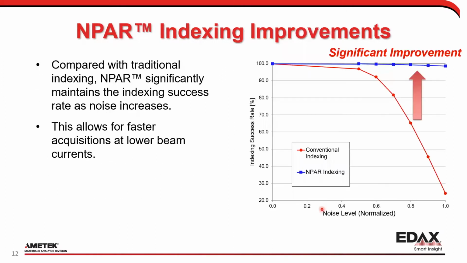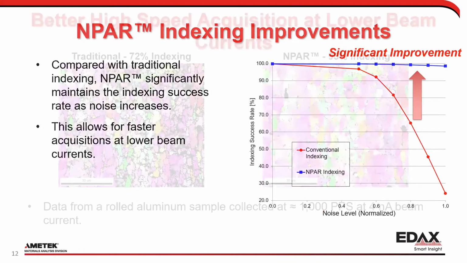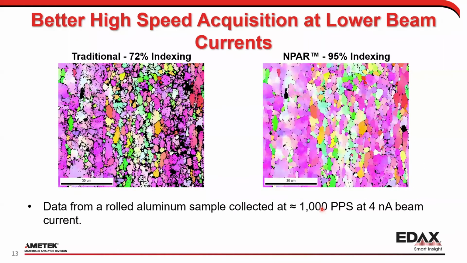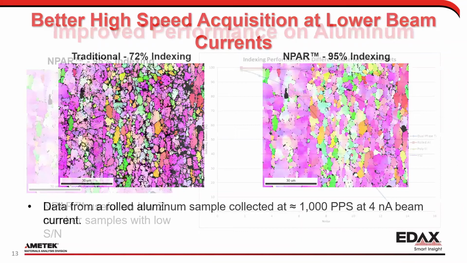So in the end, NPAR will do something like this, where if you take that noise level, it bends the curve and flattens it, which is what we want. Again, this allows for faster acquisition at lower beam currents, or just taking bad data in general. I don't want to go over this too much, but it does a good job. Here's a good sample of a rolled aluminum, heavily deformed. You tend to lose a lot of grain boundaries on something like this because of the deformation strength, and because of that, you only get something like 72% indexing. You run it through NPAR, you go up to 95%.